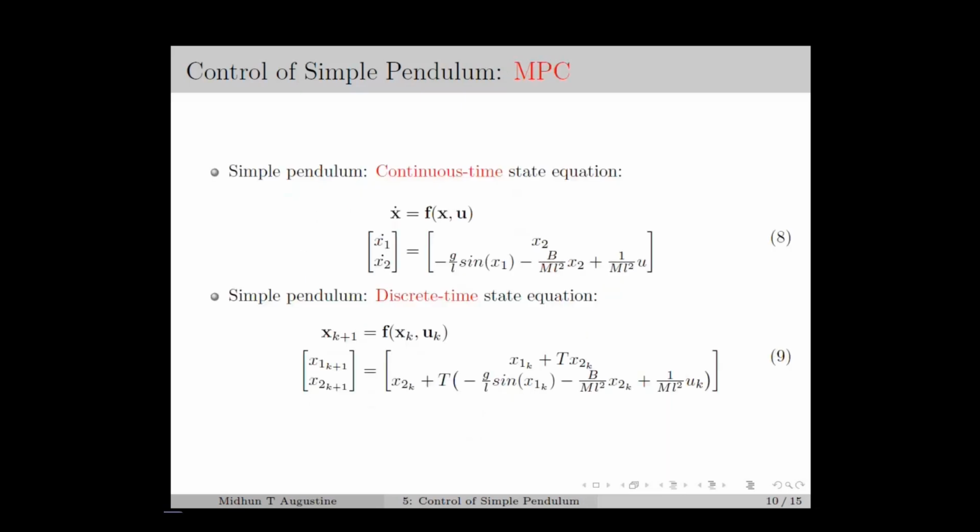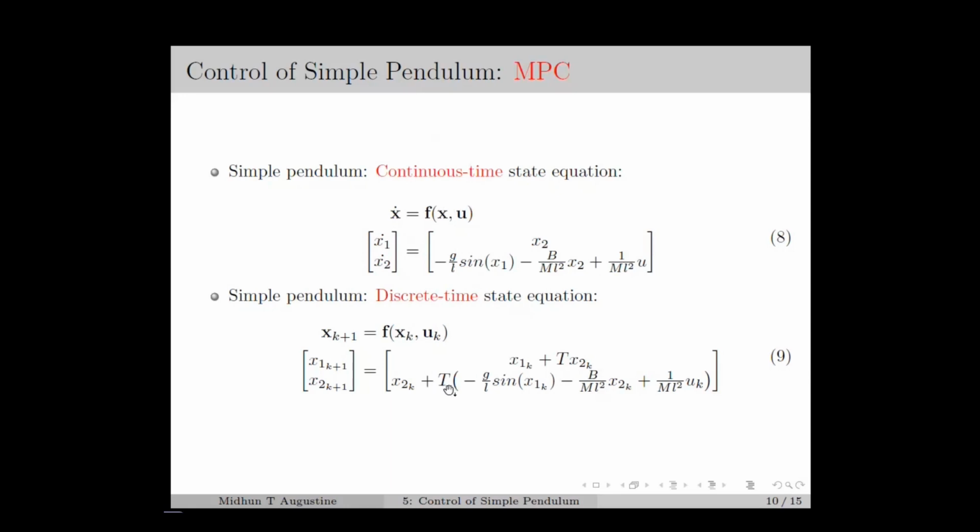Next, we move on to the model predictive control or MPC approach, for which we use the discrete time model of the simple pendulum. The continuous time model of the simple pendulum can be represented as in equation number 8, which gives x dot equal to f of x comma u, where f is this function. From this equation, we can obtain the discrete time state equation of the simple pendulum as in equation number 9, in which we use a sampling period T and discretize this equation.